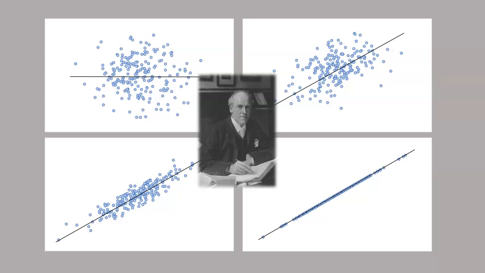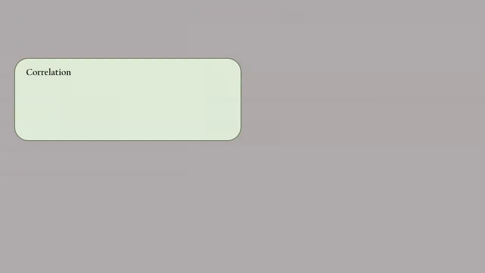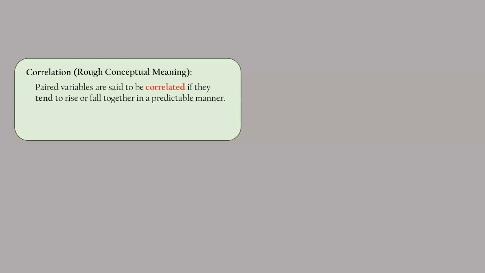But before we can discuss the correlation coefficient, we need to take a minute to discuss the general idea of correlation. We'll refine our understanding as we proceed, but let's begin with the rough conceptual meaning. Paired variables are said to be correlated if they tend to rise or fall together in a predictable manner. Let's look at some examples.